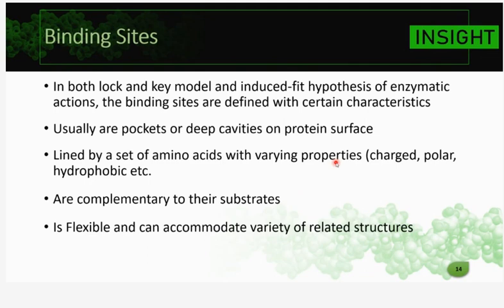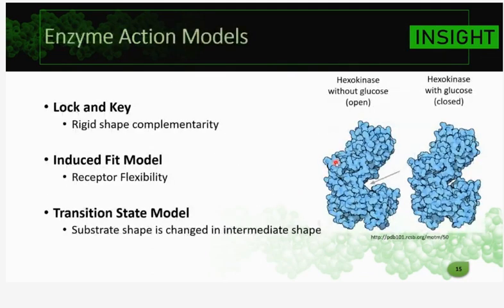Apart from this, the most important aspect of molecular docking to be considered is the flexibility of these molecules. These binding sites are not always exactly as they are, but protein molecules rather have plasticity. So they have a very flexible nature which can accommodate a variety of related structures in the same binding site. So the binding site as well as the overall structure of the protein can change with respect to the ligand binding, and that can bring about certain changes in its function. If you look at the enzyme action models, how do we describe these things? We have different models: the lock and key hypothesis, the induced fit model, and the transition state model. They all describe different ways different enzymes are working.